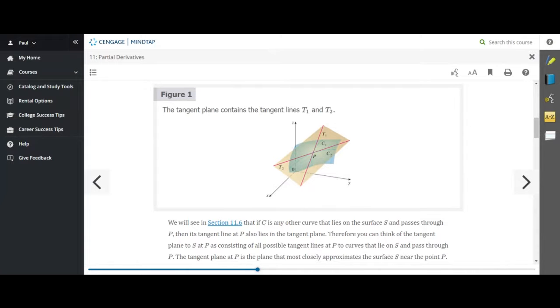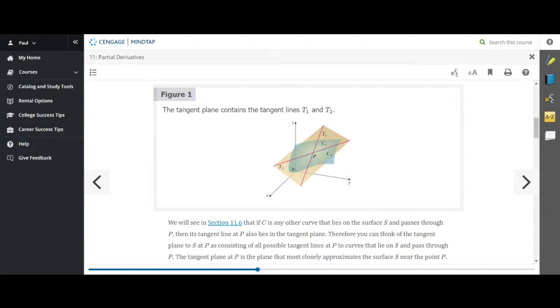Okay, so if we were to take the plane y equals y sub 0 and intersect that with the tangent plane, we would get that tangent line T sub 1. Okay, and that's absolutely true. So what is the equation of that tangent line? Well, the tangent line is part of the plane, right? It's part of the plane.